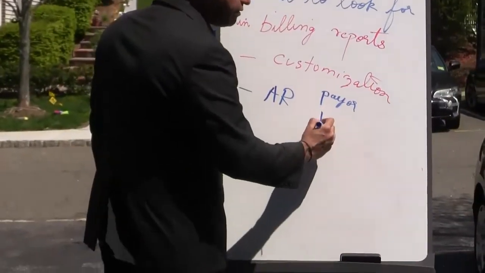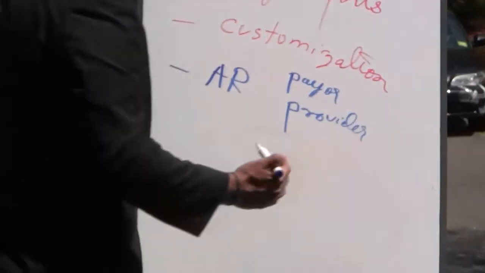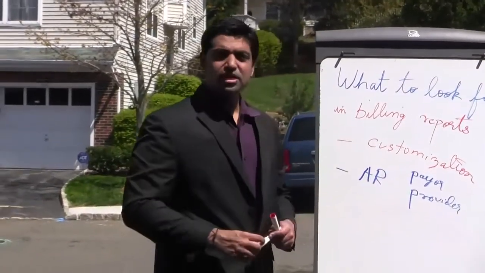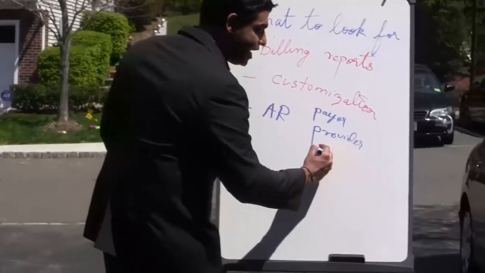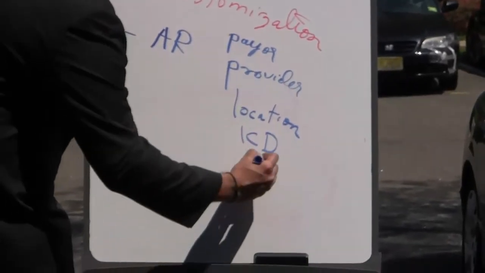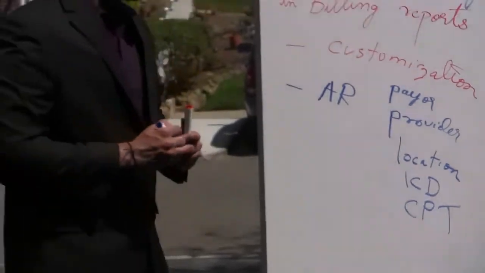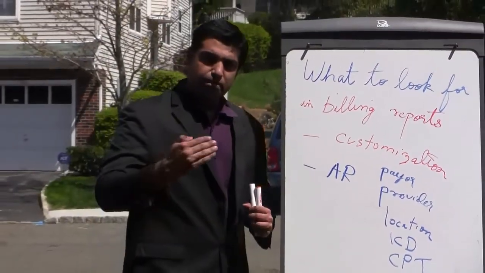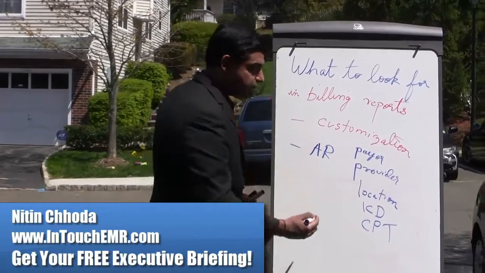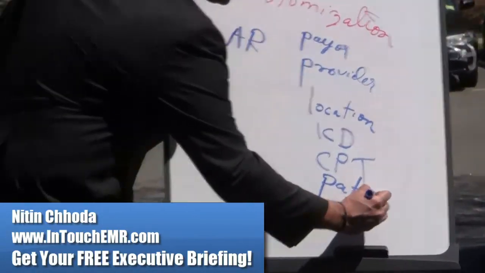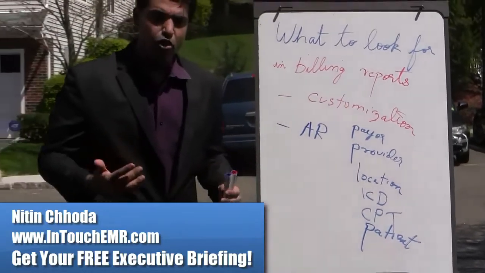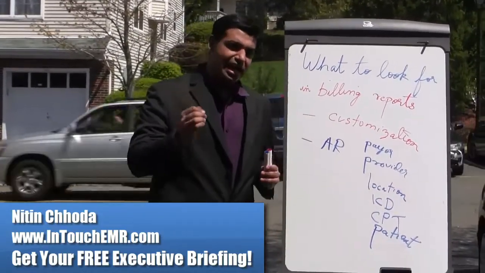You need to look at your accounts receivable by provider, because some providers may be slow in submitting their documentation, which of course results in you not getting paid. As a practice owner, you need to be able to break down the accounts receivable by location, by ICD codes, by CPT codes. You should even be able to capture reports that tell you how much you've been paid, and keep track of how much the patient has paid. You should be able to keep track of accounts receivable by actual patient. So being able to pull up accounts receivable reports by payer, provider, location, ICD code, CPT code, and by patient allows you to know exactly where your money is coming from.